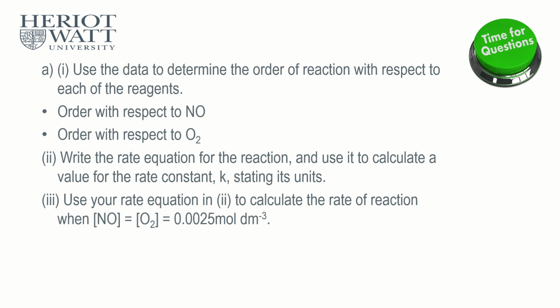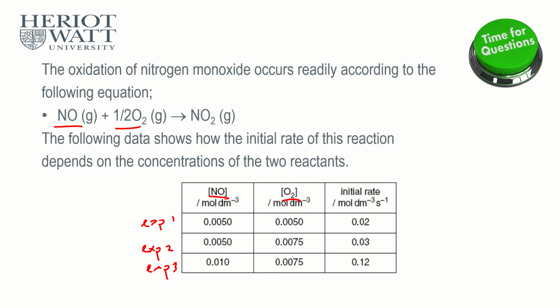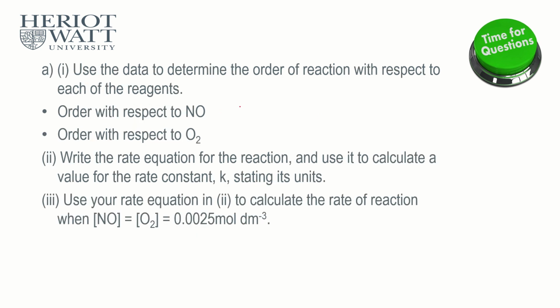Let's look at the question. Use the data to determine the order of reaction with respect to each of the reactants. Order with respect to NO. If we are looking for NO, oxygen must be constant. So which 2 experiments should we compare? These 2. Oxygen is constant, ignore. And 0.005 changes to 0.01, which is double, multiplied by 2. Let's see what the rate is. The rate goes from 0.03 to 0.12, times 4. So what is the order of reaction? Second order. The order with respect to NO is second order.